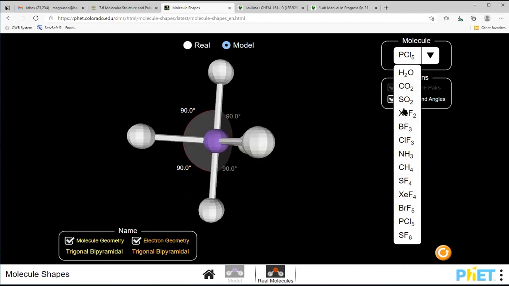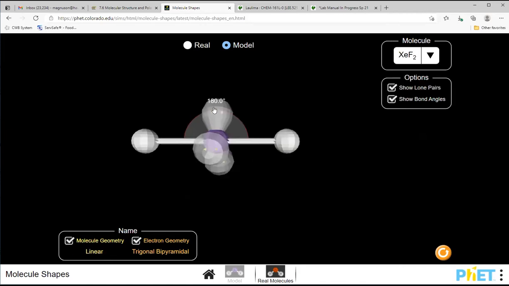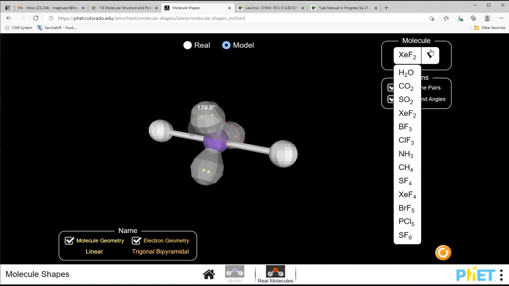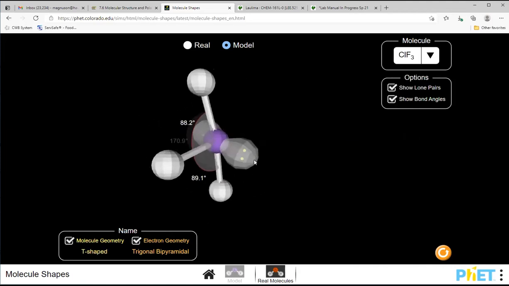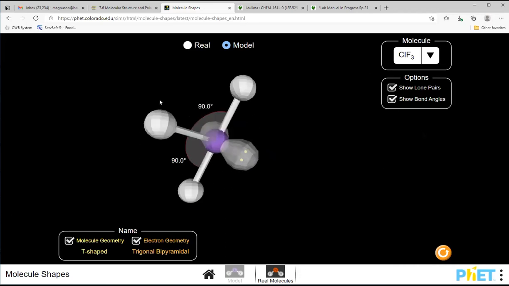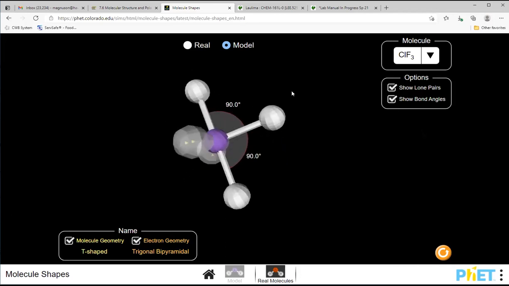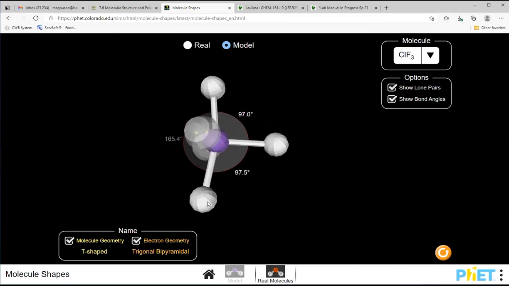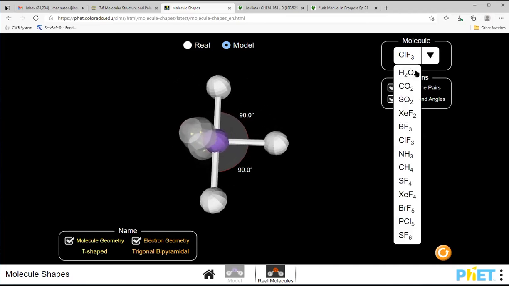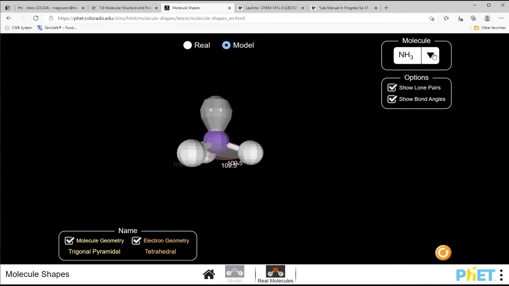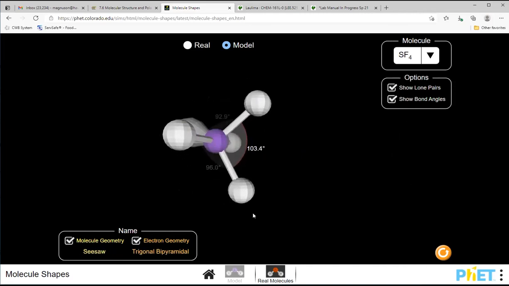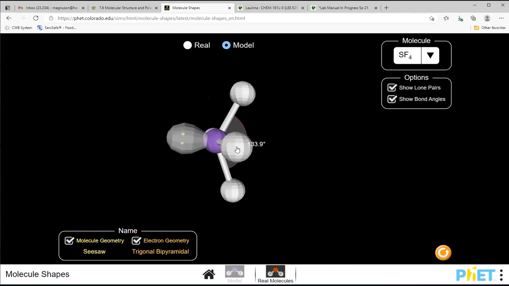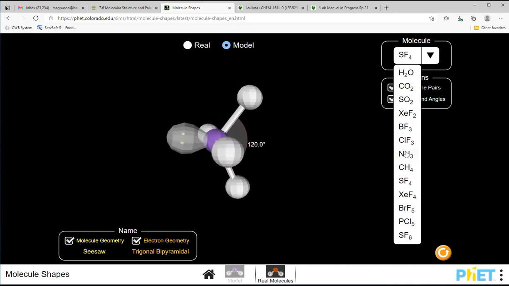Too bad there's no xenon difluoride. This is linear. BF3 we did. So a lot of the answers are in here. It's going to be a seesaw. No, this is a T-shape, right? This is your T-shape. NH3 we did. SF4. SF4 is interesting. Check out SF4. Seesaw. Oh, we did that one though.